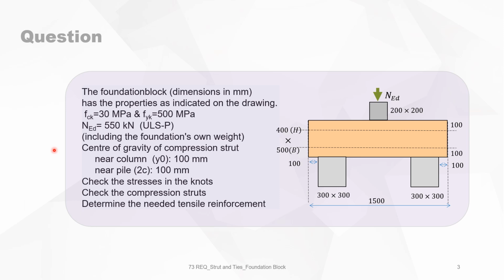limit state persistence. This load includes also the weight of the foundation block. The center of gravity of the compression strut near the column is at 100 millimeters, and near the two piles, it's also at 100 millimeters. Check the stress in the knots, and check the compression strut. Determine the needed tensile reinforcement.